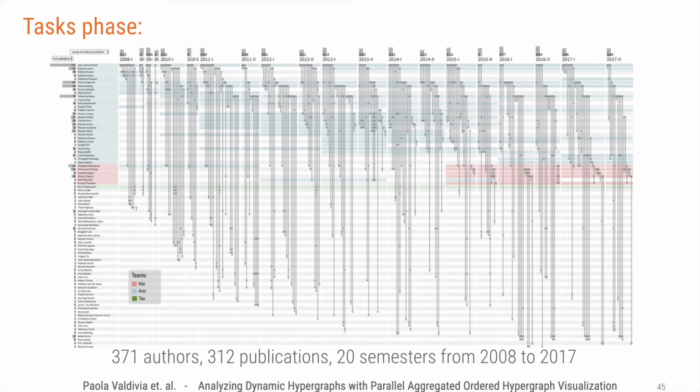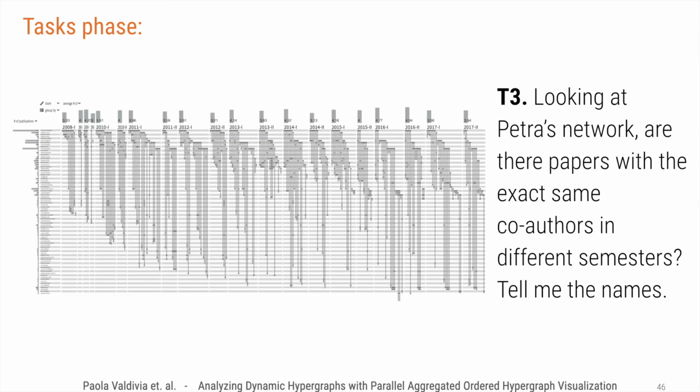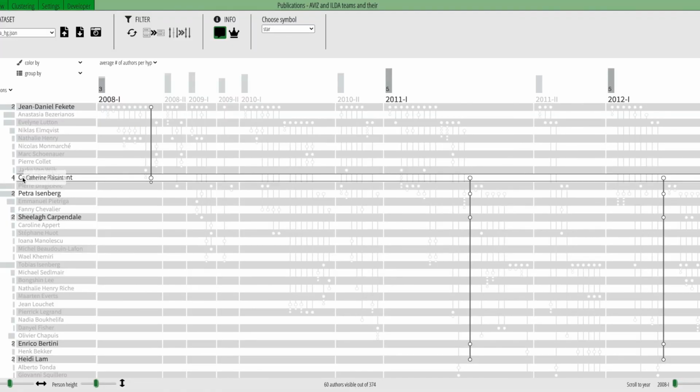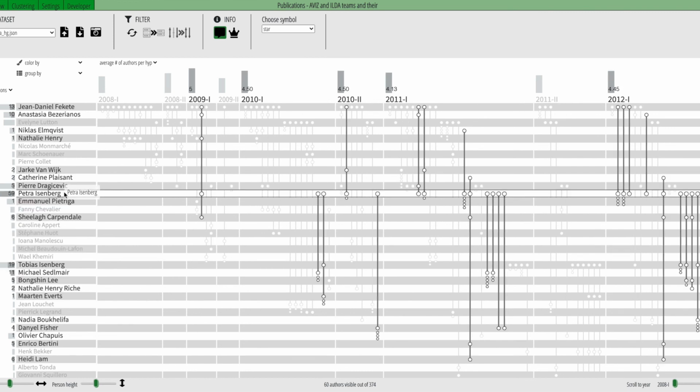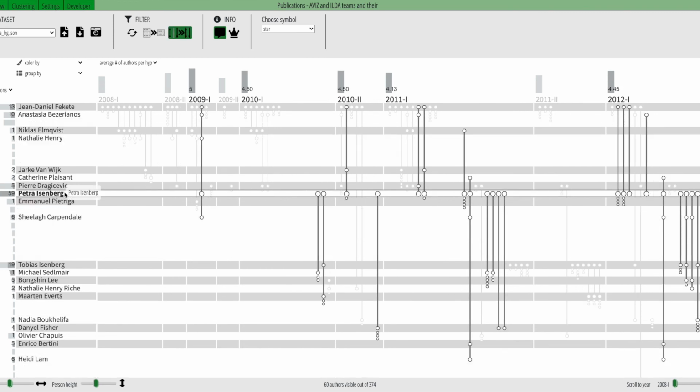For the second test phase, we used a larger co-authorship network with 20 semesters of the publications of the PAOHVis and the ILDA team. To give an example, the third task was, looking at Petra's network, are there papers with the exact same co-authors in different semesters? Tell me the names. One of the participants' approach to solve this task was to first locate Petra and then filter out her network.